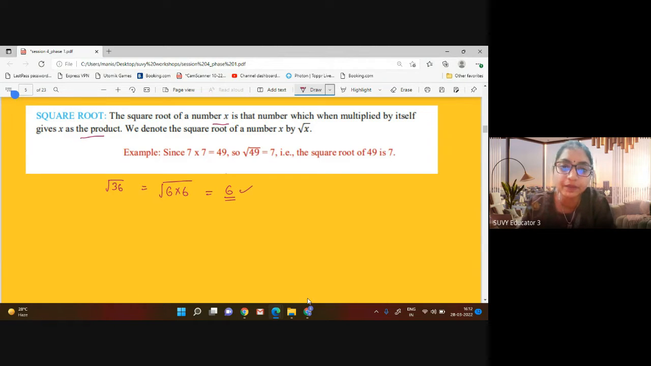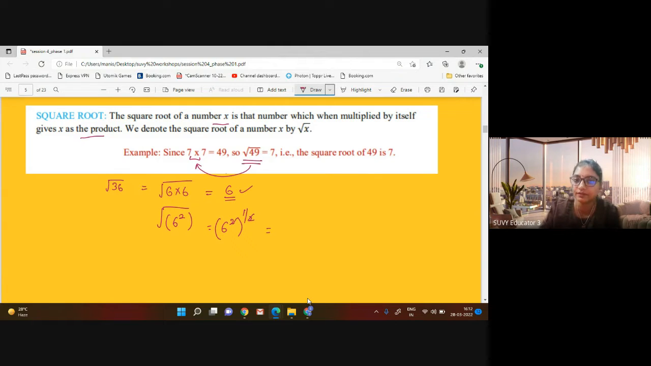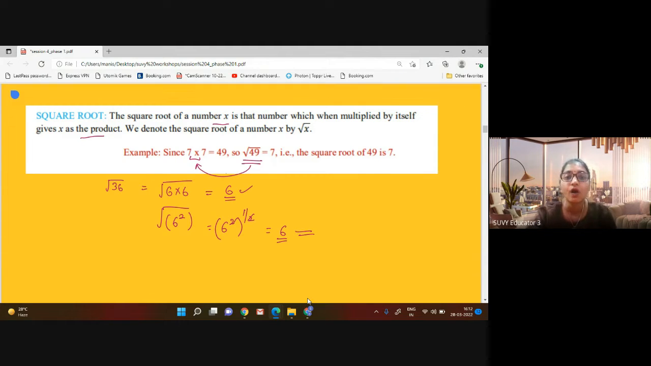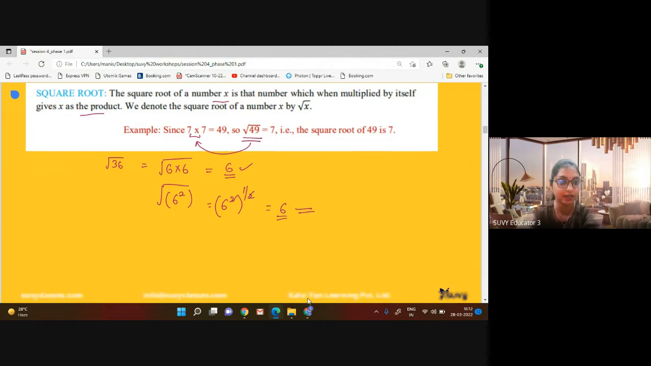The answer is 6. In the same way, the root of 49 can be written as 7 into 7, so one 7 comes out of the square root. Or, just have a look: can you rewrite it as (6²) whole power root? This means (6²) whole power 1/2. The 2 and 2 cancel, so the answer is 6. That's why the square root of the number is 6. Or directly you can think that 36 is the square of which number? So directly you can put 6. The answer is 6.